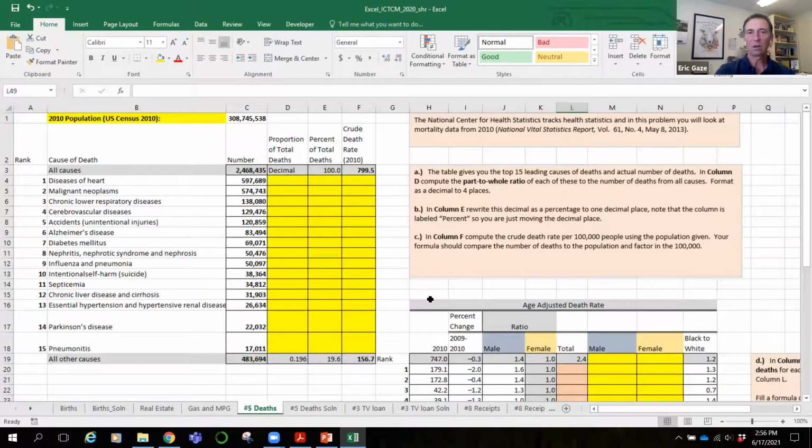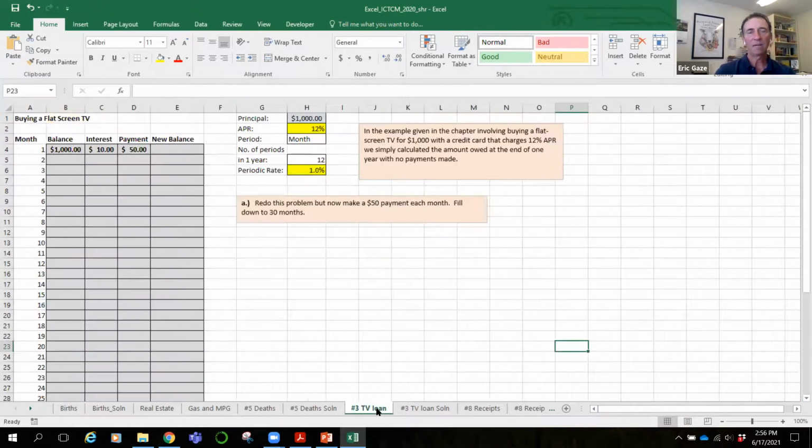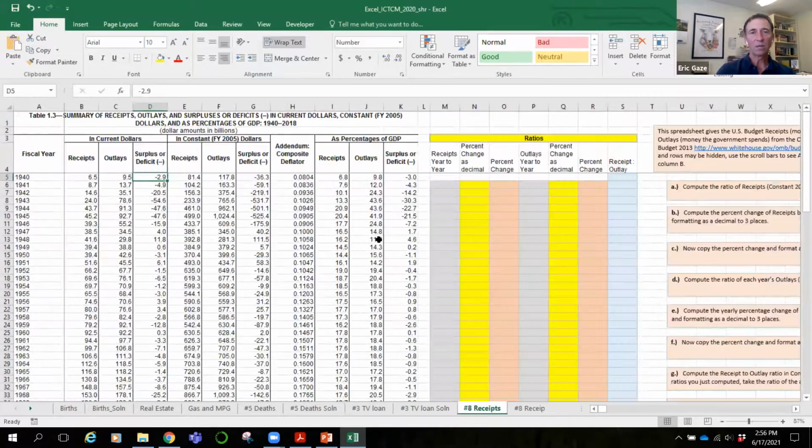My instructions are always over here. I do a lot of financial literacy. So here we're looking at creating a spreadsheet tracking the balance for buying a TV. Here's real world government data in terms of the receipts and outlays in current dollars, constant fiscal year 2005 dollars, and percentages of GDP.